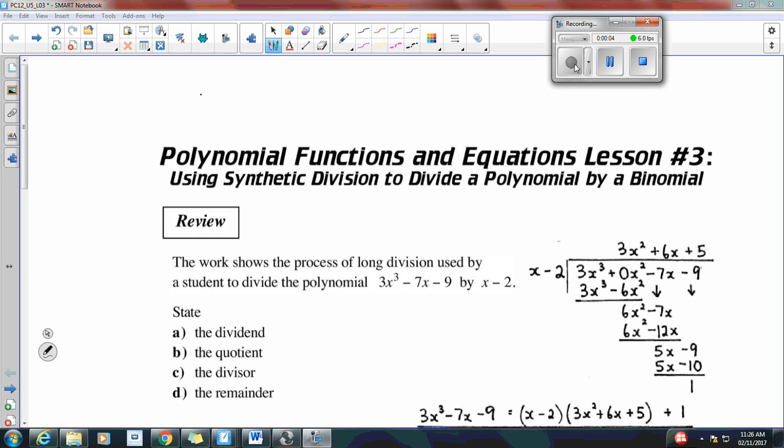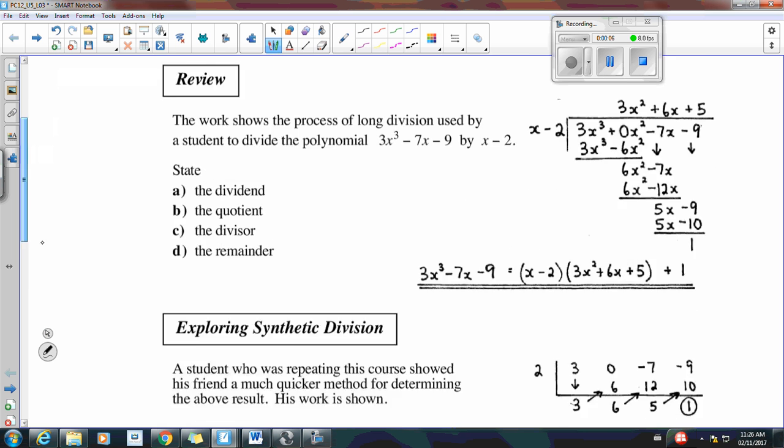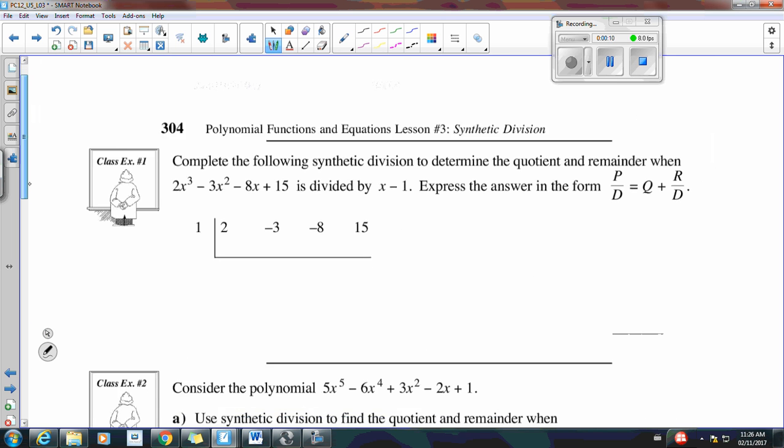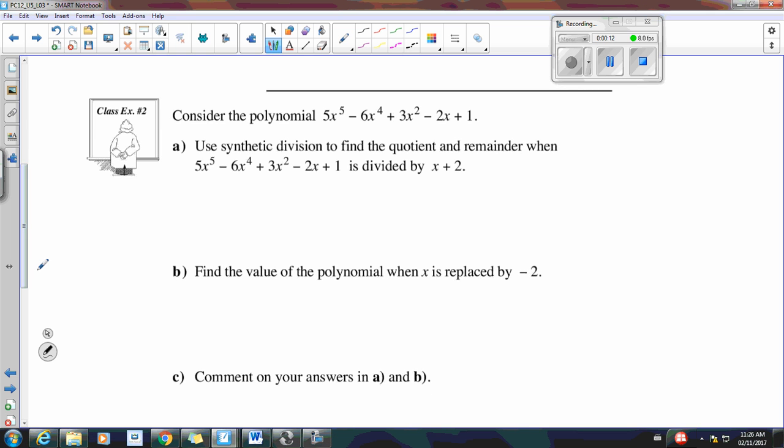Division. We'll do some examples with synthetic division. So we're not going to do this whole lesson, but we will go through some examples. So let's go down here to class example 2.